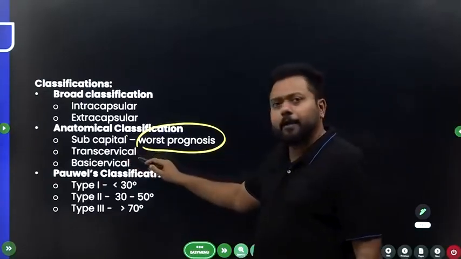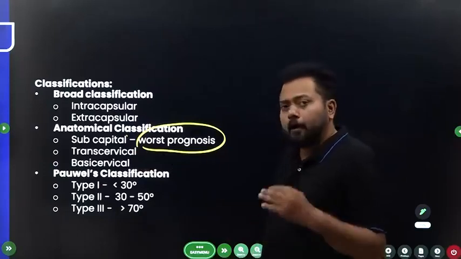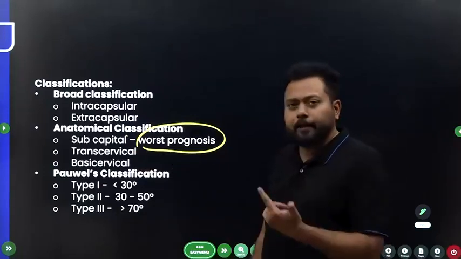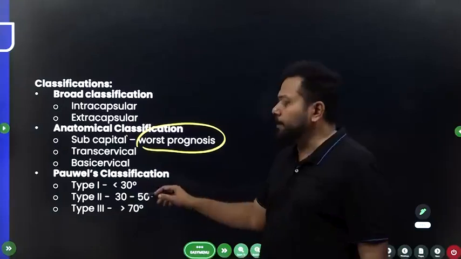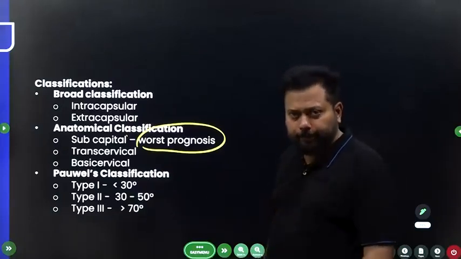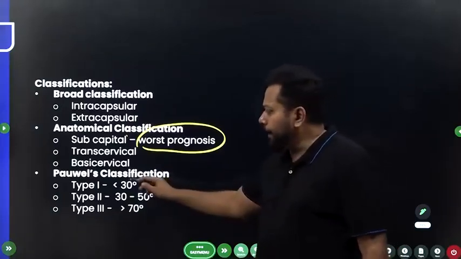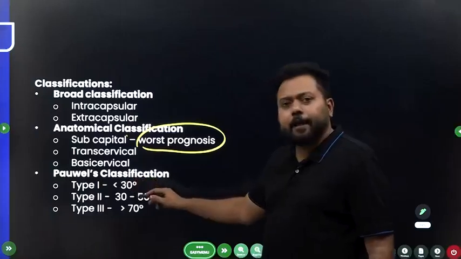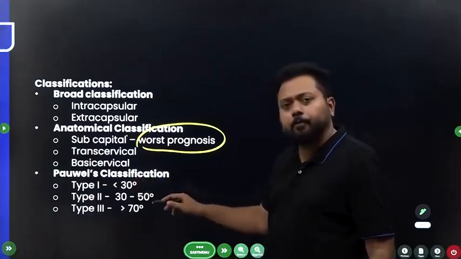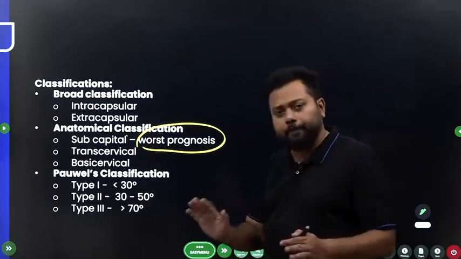Then transcervical, basicervical. According to Pauwels' classification, I will explain this with a diagram: type 1, type 2, type 3. When the angle is less than 30 degrees, it is type 1, 30 to 50 degrees is type 2, and more than 70 degrees is type 3.